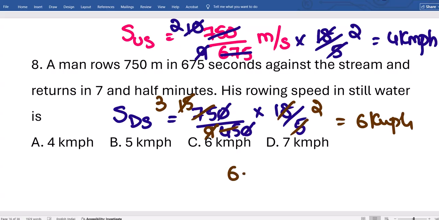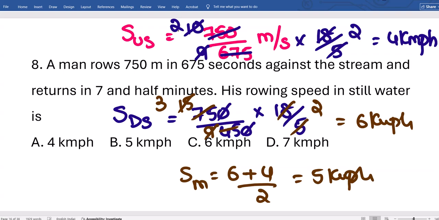Now subtracting these two, what are they asking? Speed of man. Speed of man means adding these two, divide by 2. 6 plus 4 divide by 2, which is 5 kilometer. Man speed or boat speed, if they ask, add these two, divide by 2. If they're asking speed of stream, speed of current, then we have to subtract these two, divide by 2. Answer is 5 kilometer per hour.